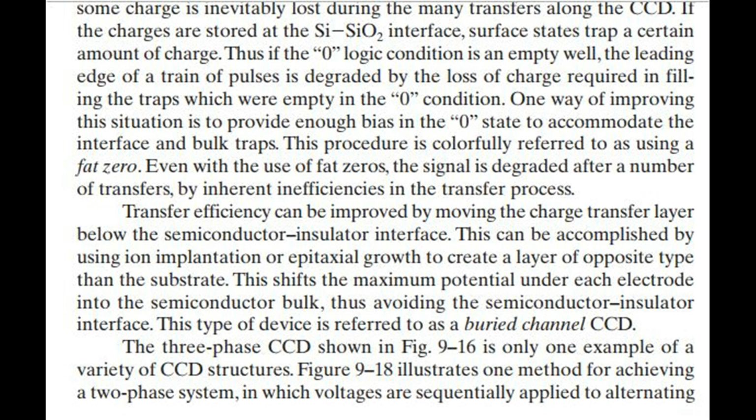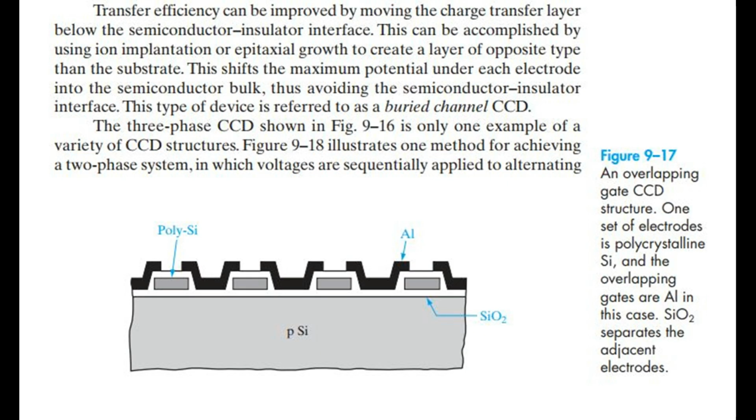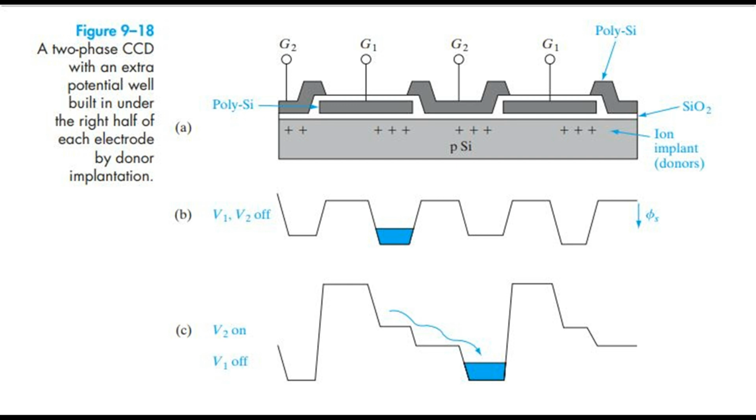The three-phase charge-coupled device shown in Fig 9.16 is only one example of a variety of charge-coupled device structures. Figure 9.18 illustrates one method for achieving a two-phase system, in which voltages are sequentially applied to alternating gate electrodes from two lines. Figure 9.17: an overlapping gate charge-coupled device structure. One set of electrodes is polycrystalline silicon, and the overlapping gates are aluminum in this case. Silicon dioxide separates the adjacent electrodes.